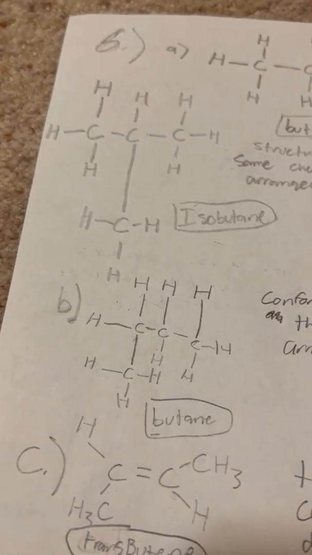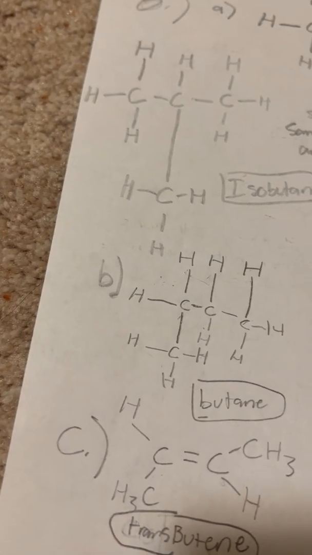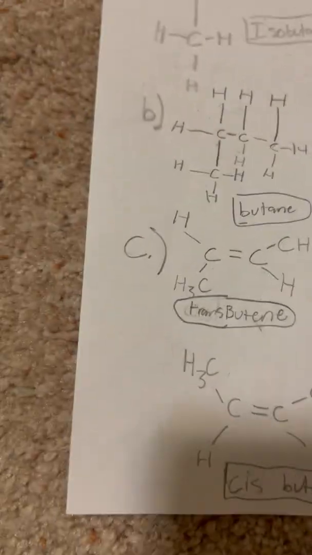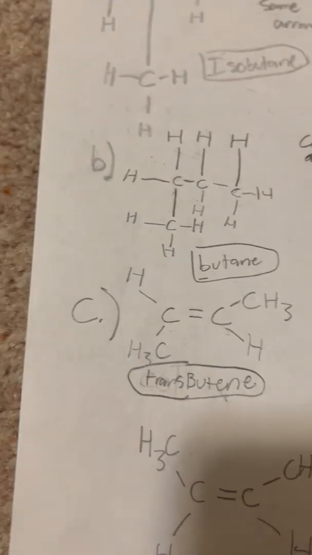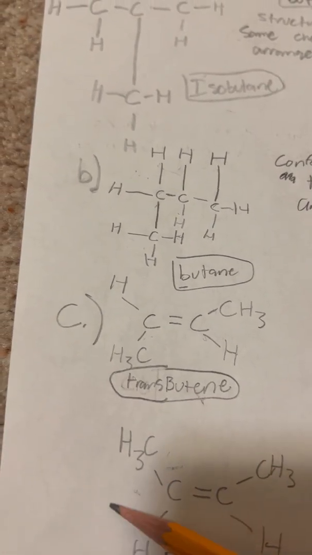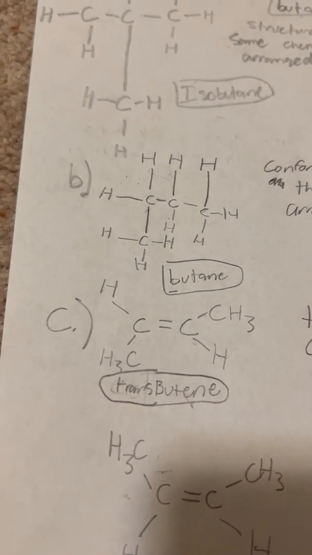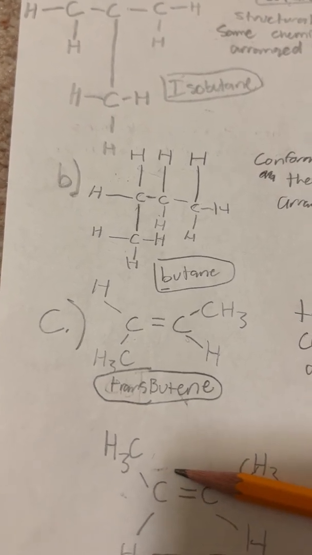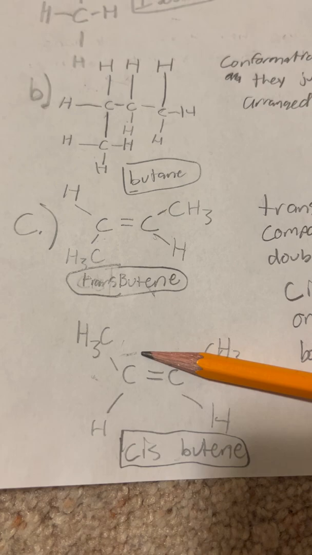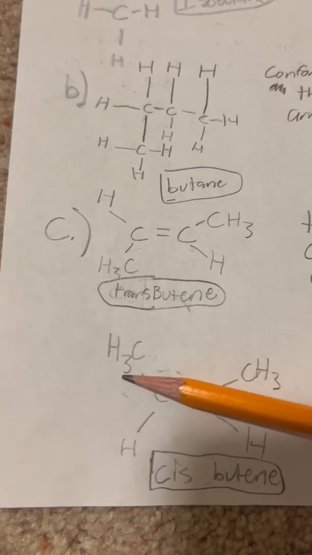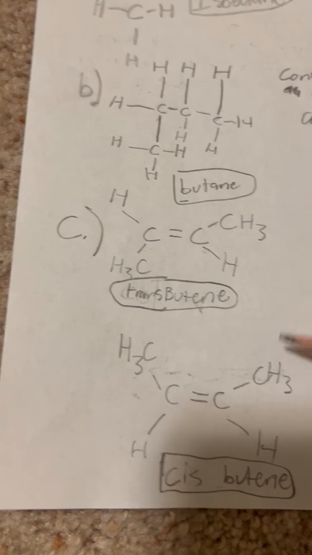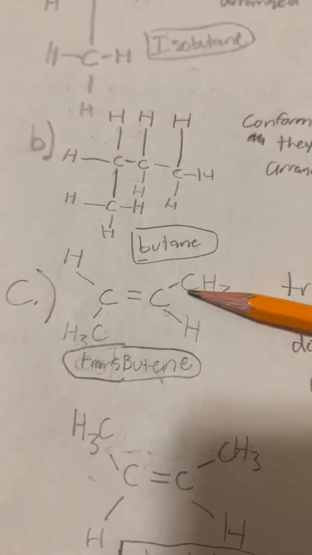Trans isomers contain alternating compounds on each side of the double bonded carbon atoms, while cis isomers have compounds on the same side of the double bonded carbon atoms. So this is a trans butene, and this is a cis butene. If you draw a dotted line across, the cis would have the two on top, and then on the trans they'd be on the opposite side of the dotted line drawn in the middle.